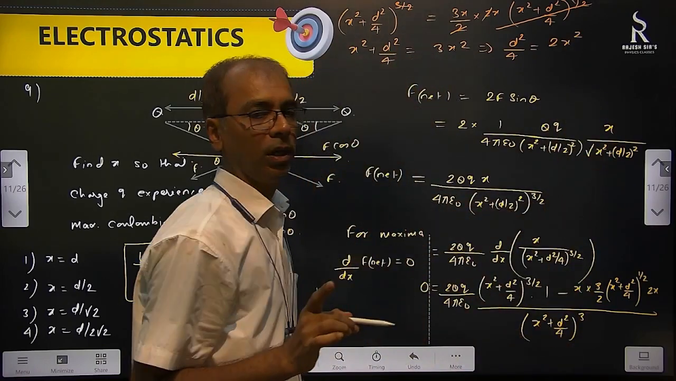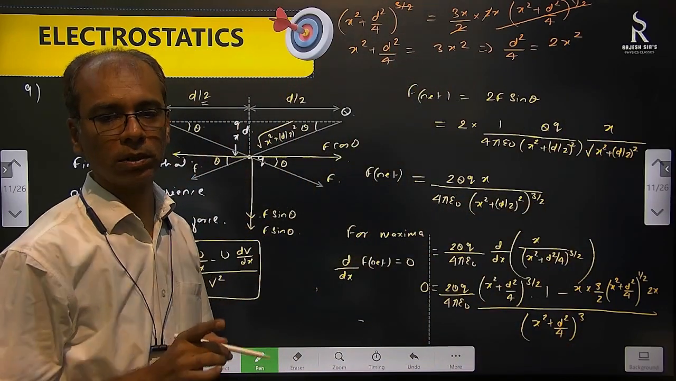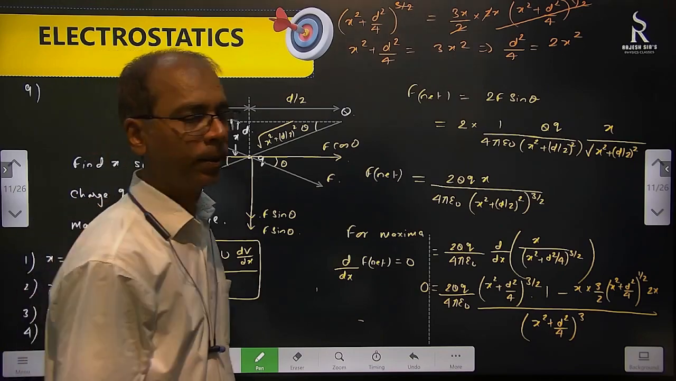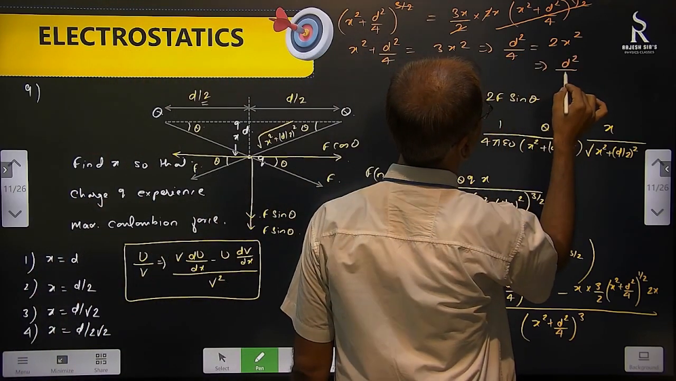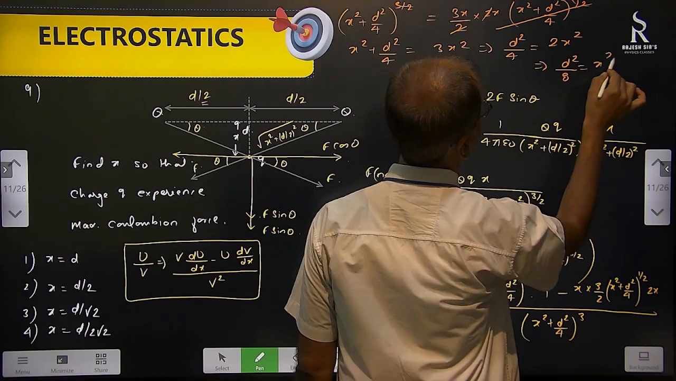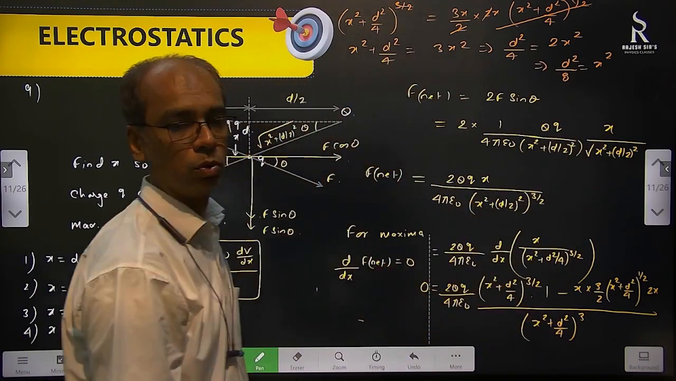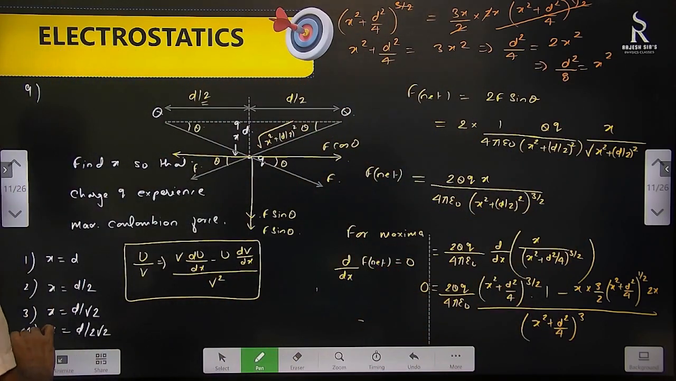What are we calculating? X value. This is d square by 8 equal to x square. So x equal to d by 2 root 2. Here, x equal to d by 2 root 2.